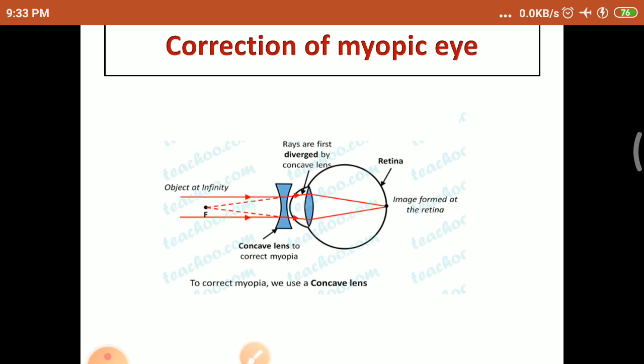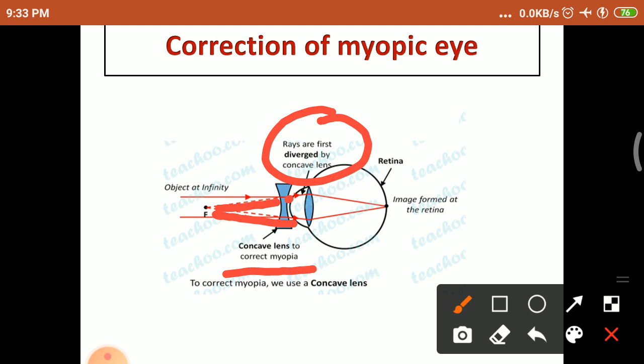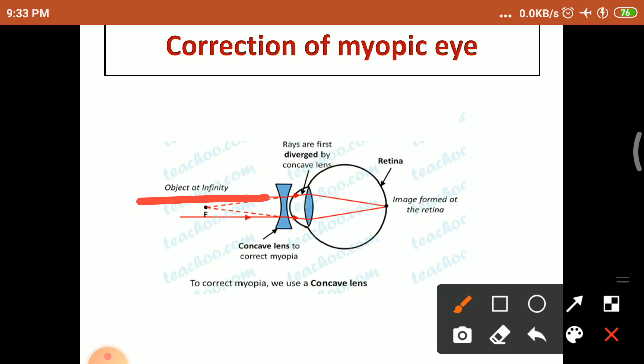So whenever you are drawing this diagram, you have to write: concave lens to correct myopia. Rays are first diverged by the concave lens. The diverged rays are shown by the dotted lines. You have to mark the retina, and you have to mark that the image is formed at the retina. And these continuous lines are nothing but the rays coming from infinity.